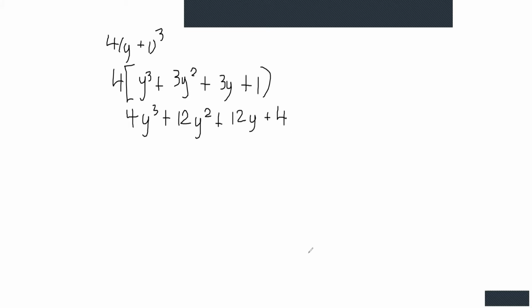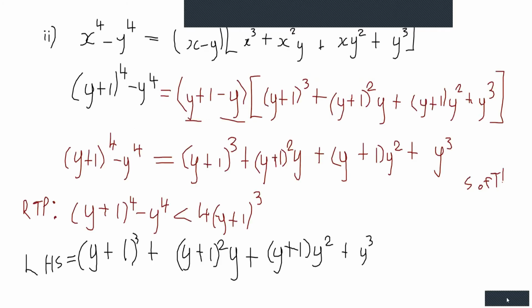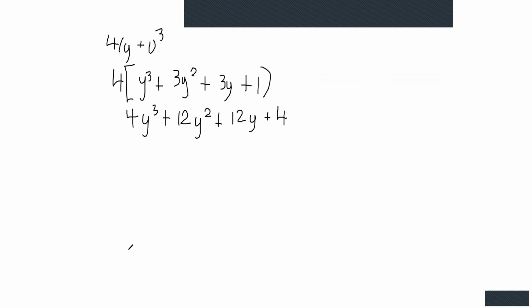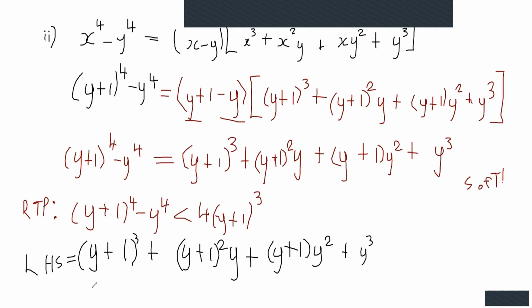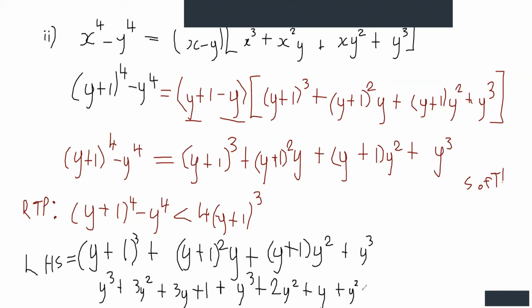This right here is our left-hand side. All right, cool. So now we just need to simplify our left-hand side and show that it is less than that. Now let's go ahead and expand it. Expanding this now, our left-hand side is going to be y cubed plus 3y squared plus 3y plus 1. Then this right here, y plus 1 all squared times y. Y plus 1 all squared is y squared plus 2y plus 1, times y. Y squared times y gives you a y cubed, plus in the middle 2y times y is 2y squared, plus 1 times y is y. Then plus y plus 1 times y squared is y cubed plus 1 times y squared is y squared, plus another y cubed.